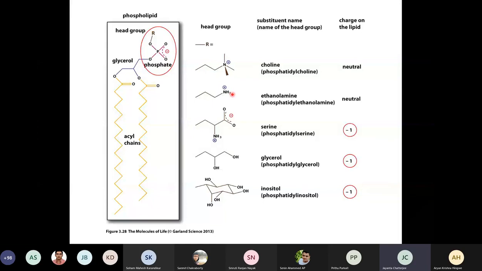Now, if a lipid molecule is neutral, you can imagine that the molecules that get attracted onto the surface of lipids purely by charged interactions will completely differ if you have lipid membranes composed of, let's say, negatively charged lipids.